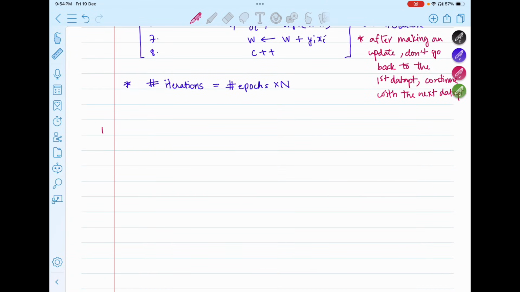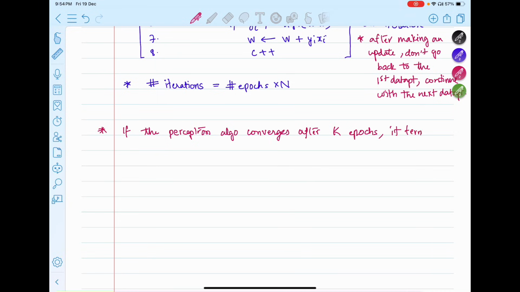One more important point about the perceptron is that if the perceptron algorithm converges after, let's say, k epochs, then it terminates after k plus 1 epochs. So let me write it down. If the perceptron algorithm converges after k epochs, what does that mean? That means that it terminates after k plus 1 epochs.